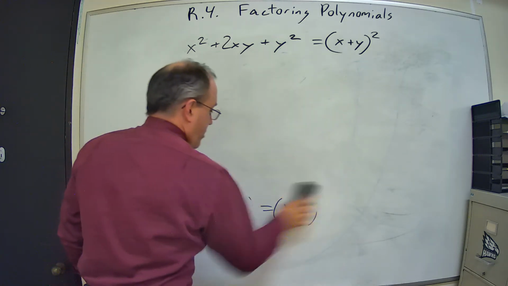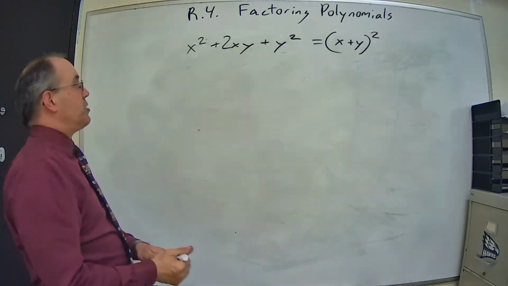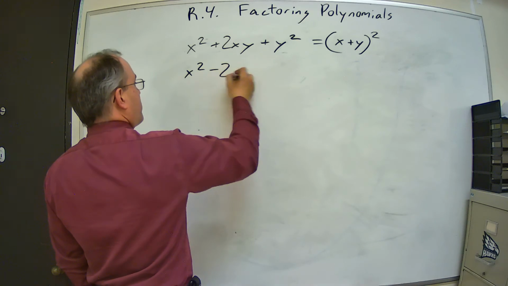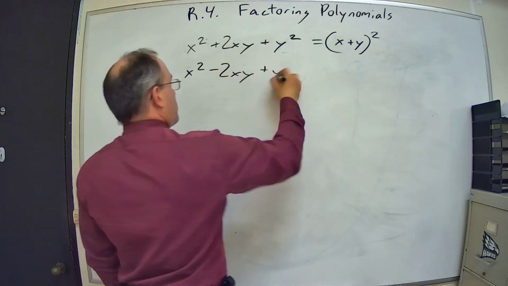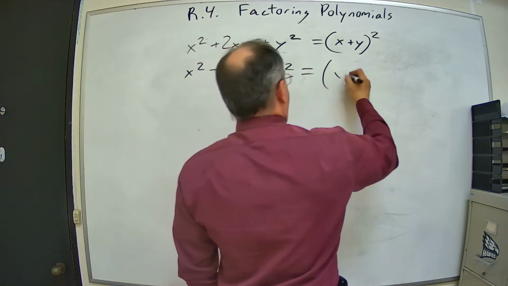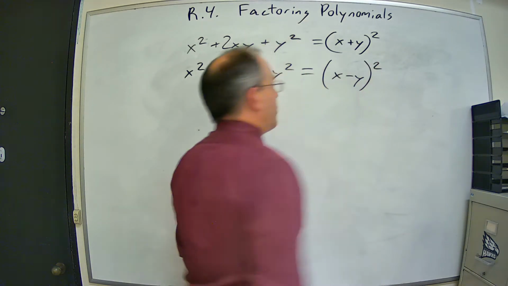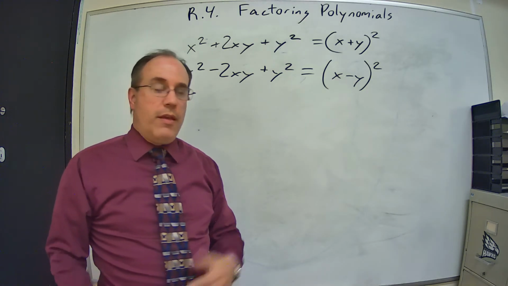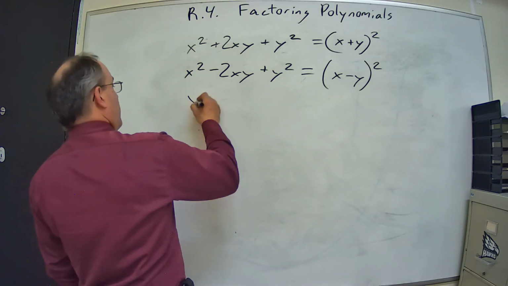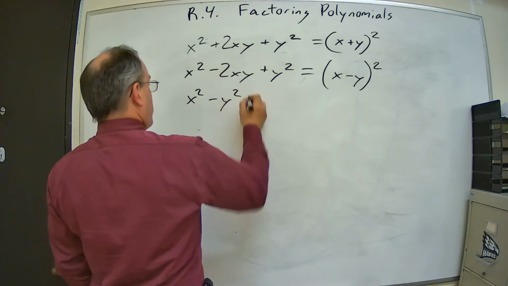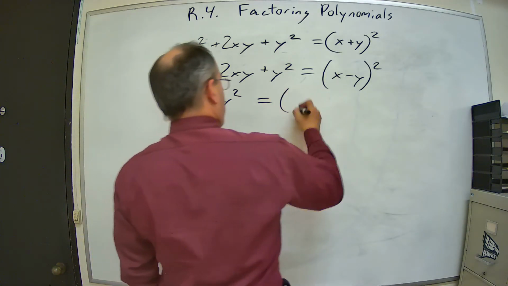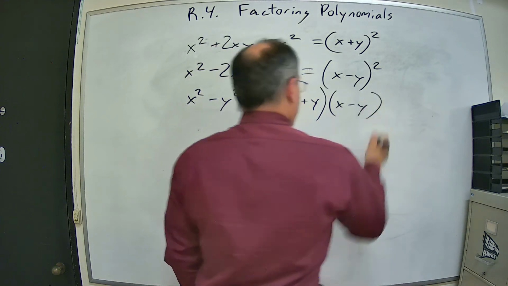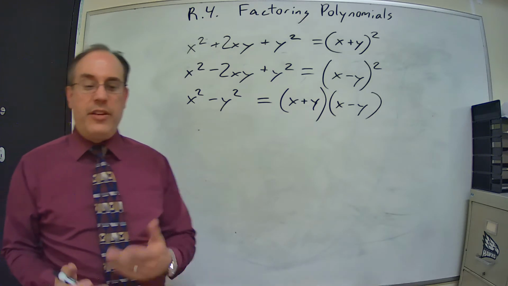Another one that's related to that, and I'm not going to show the full process behind it, is x squared minus 2xy plus y squared is equal to x minus y squared, the square of the difference. Another one, x squared minus y squared is equal to x plus y times x minus y, the product of the sum and the difference.